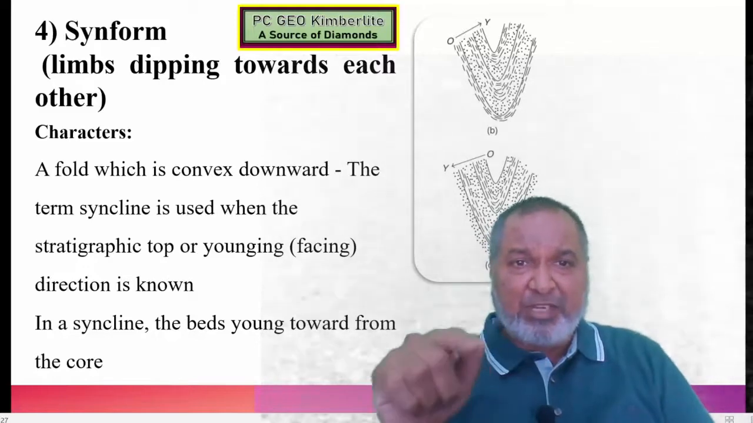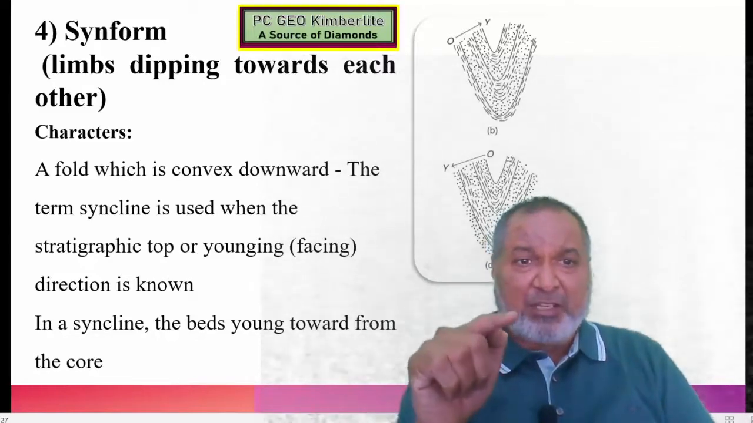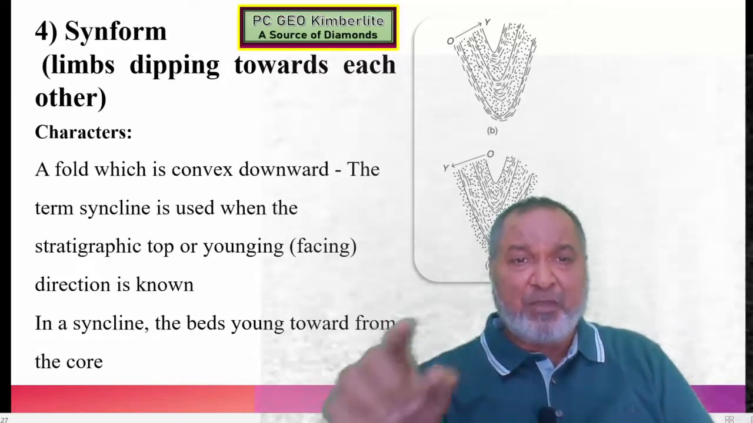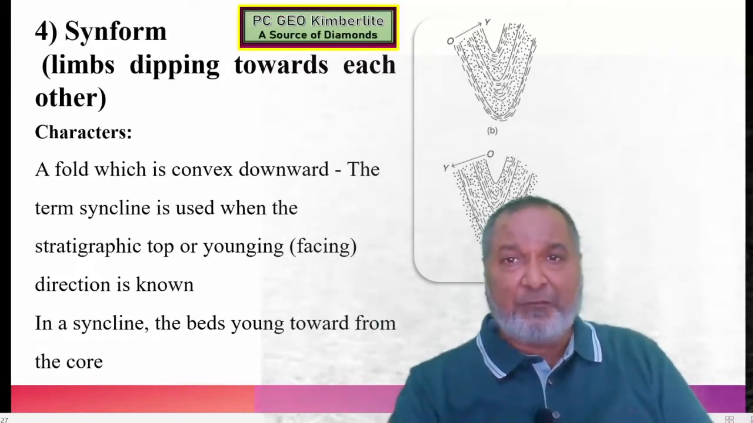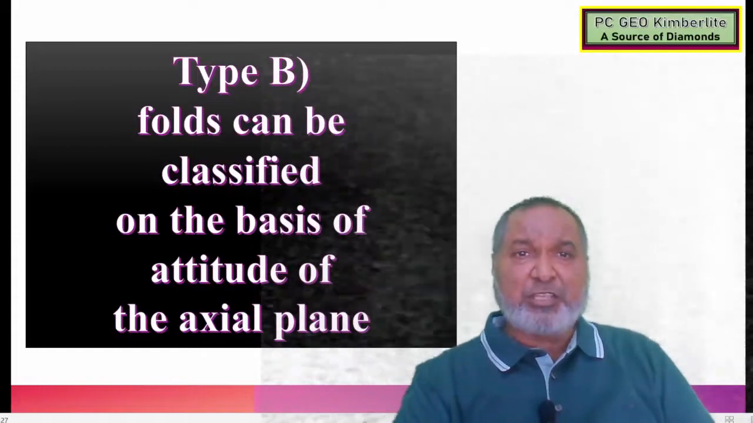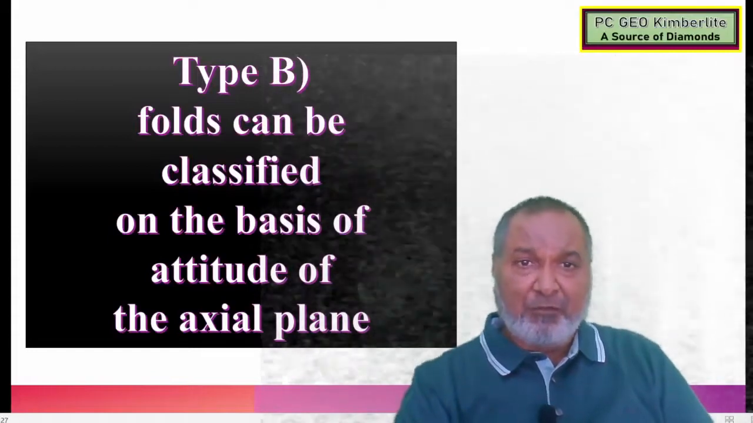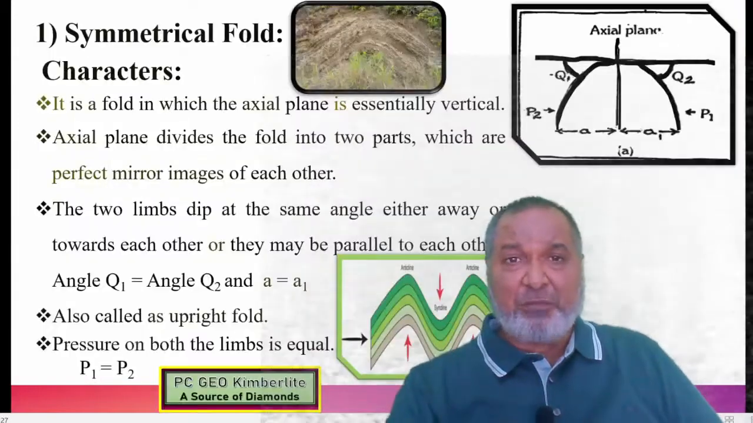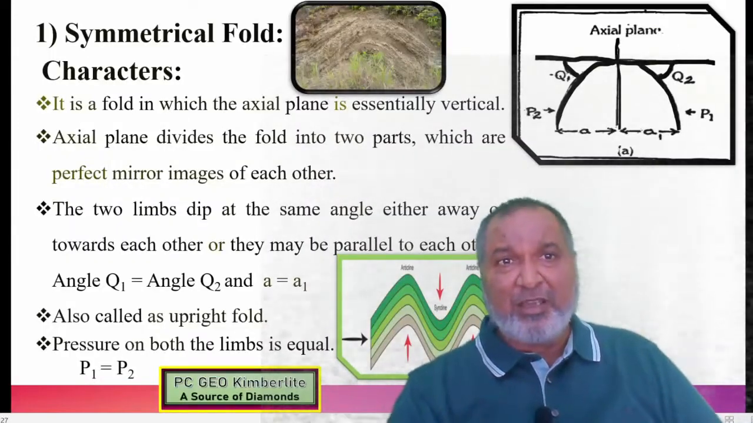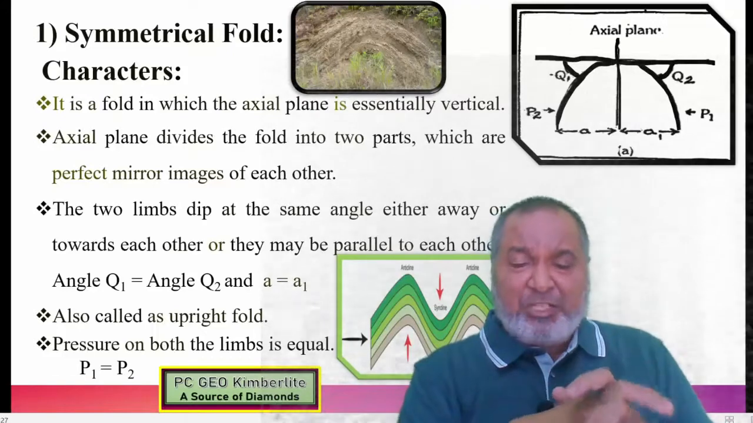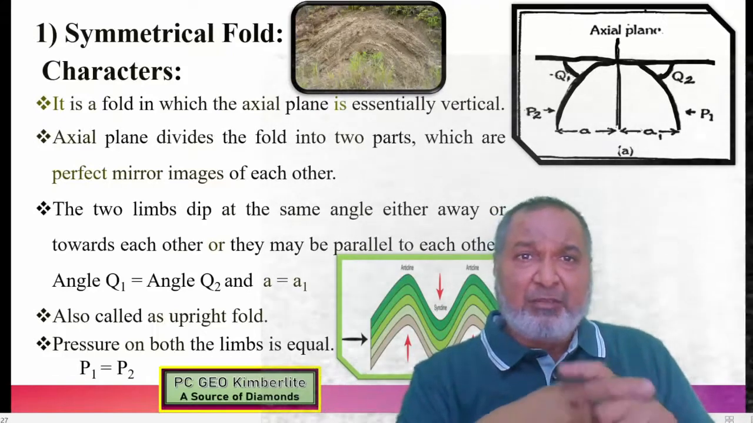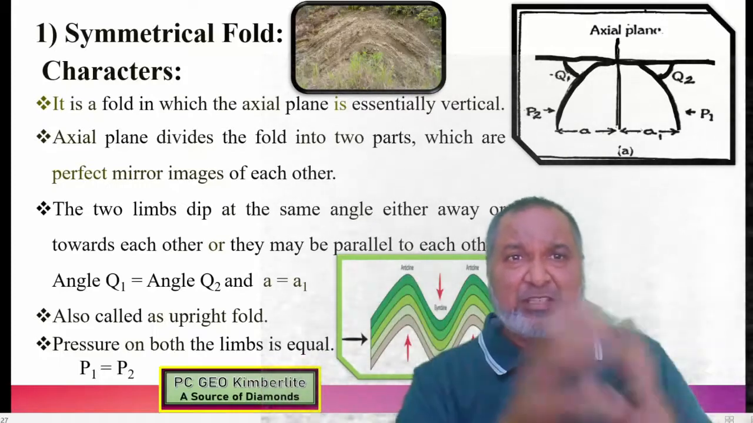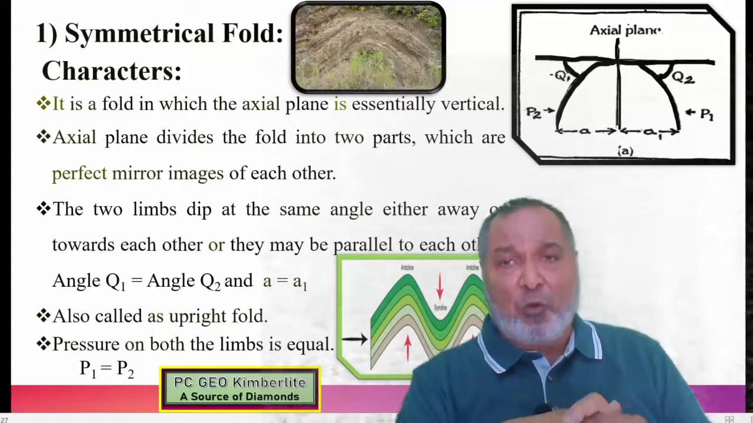The term syncline is used when the stratigraphic top, that is the facing direction, is known. Otherwise, it will be called a synform. Come to the next one, the B type. The folds can be classified on the basis of the attitude of the axial plane. On this basis, again we have the symmetrical anticline and symmetrical syncline, but first, the simple one, the symmetrical fold.